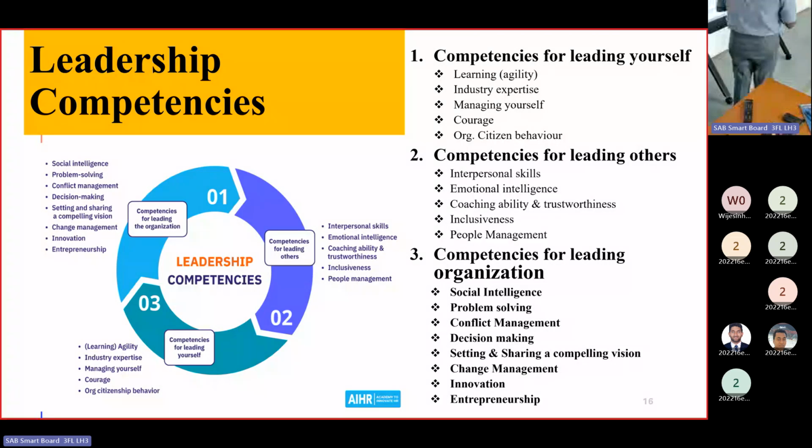Competency for leading others. When you become a unit manager, a finance manager or an accountant, you should know how to manage and talk to people. Emotional intelligence, coaching ability. You have to tell others what to do, how to do, when to do, right? So you have to coach.